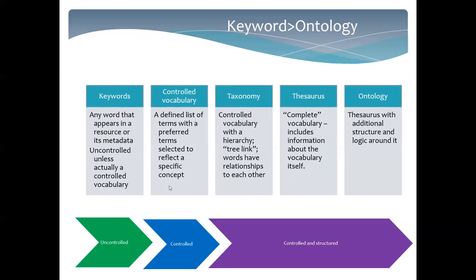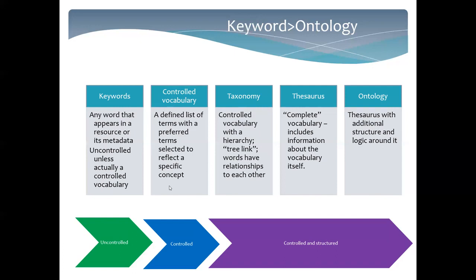So controlled vocabulary, that's just a defined list of terms. So it's defined, unlike keywords. Controlled vocabulary is defined, and it has preferred terms. So if you have other terms that you're referencing, look for cats, not feline, that sort of thing, then you're looking at more of a controlled vocabulary. Or if there's some process to guide you to the right term. So those preferred terms really are selected to reflect that specific concept.